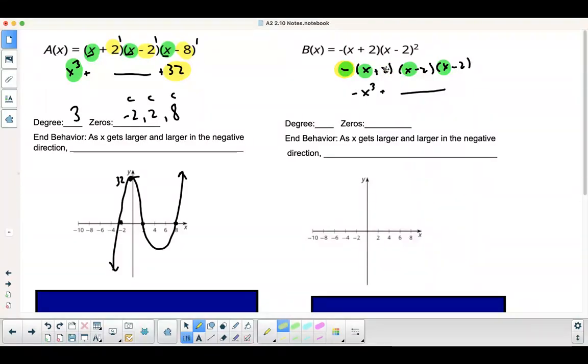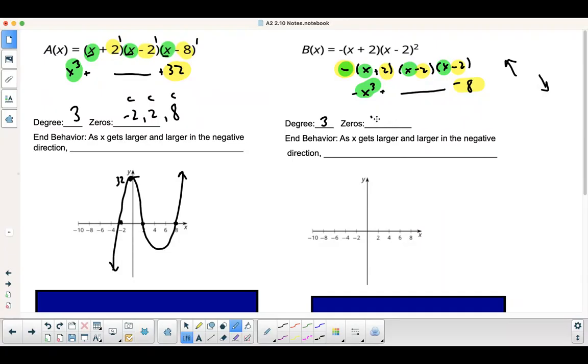Really, it'd be this as well, because that is a constant. It's -1. My y-intercept would be 4 times 2 times -1, which is -8. So -8 right here. And this came from multiplying all the green. So you can kind of tell your end behavior here: left side up, right side down. So your degree is still 3.